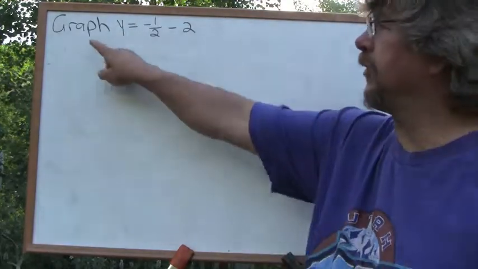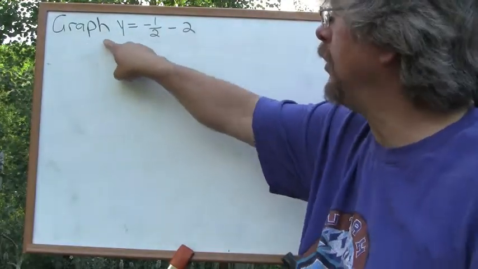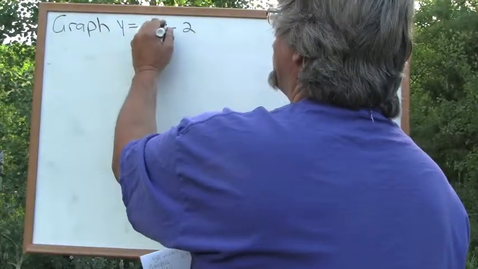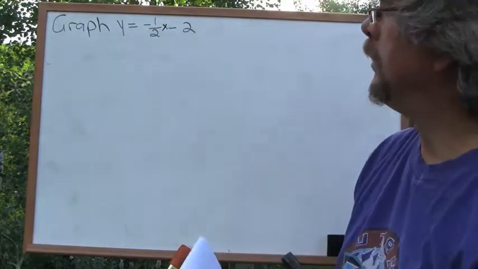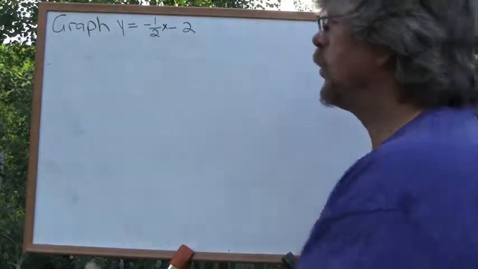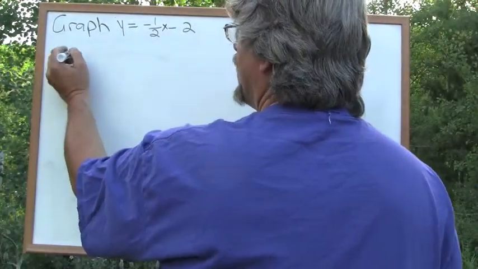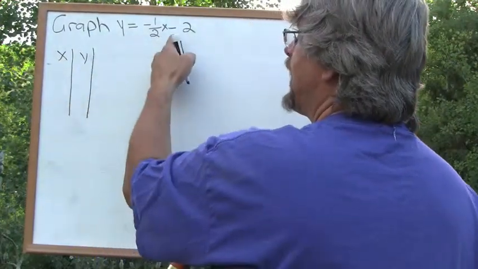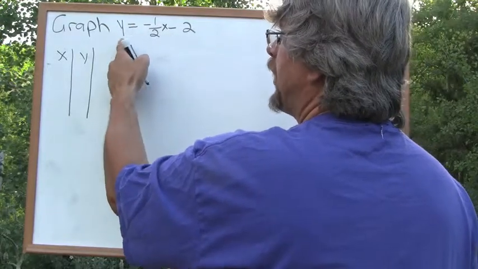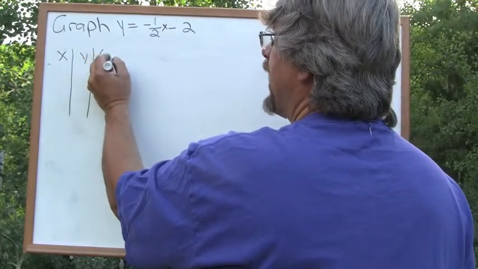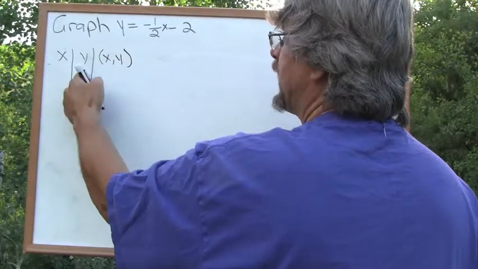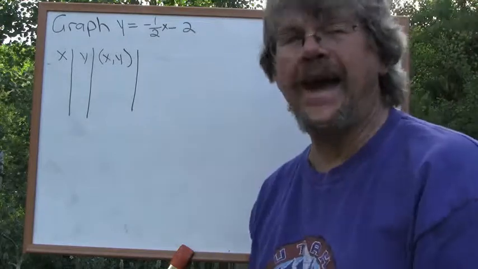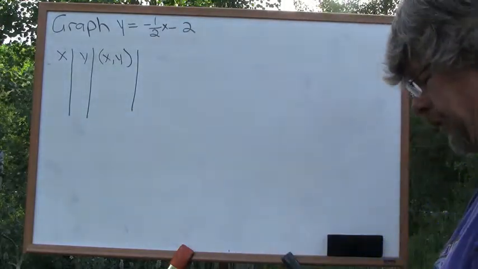Okay, so now we're going to graph this equation, y equals negative half x, minus 2. So we want to graph this. Again, we build a chart of x values and y values. We plug in x values so that we can solve for y, and then we find that those two values together are our xy coordinates so that we can put them on a graph. This is extremely helpful to do.